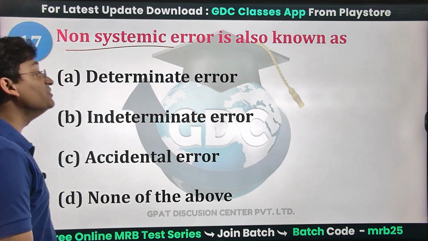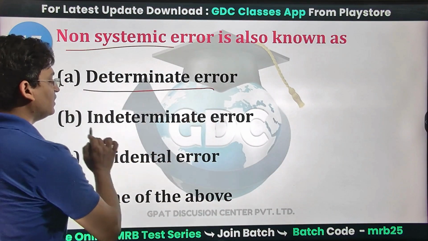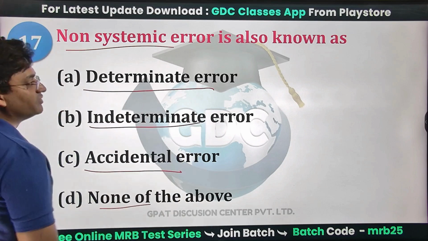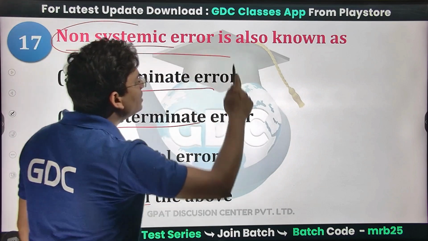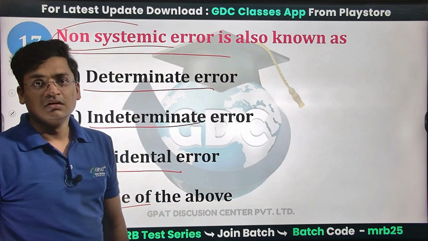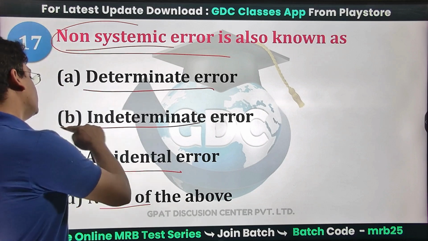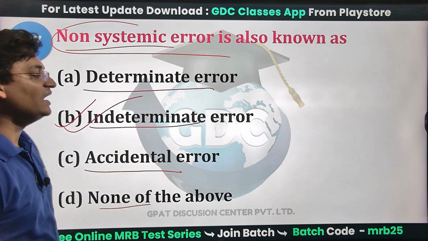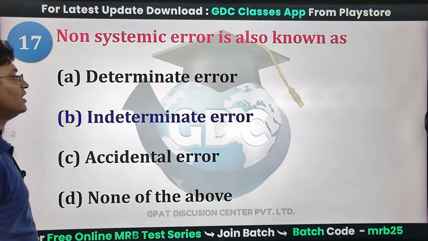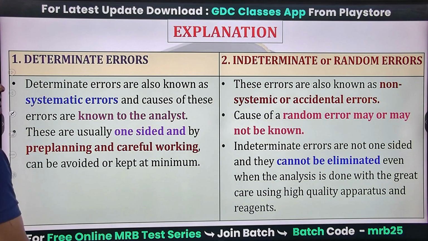So non-systemic error, are they determinate error, indeterminate, accidental, or none of the above? When we are talking about non-systemic errors, these kinds of errors come under indeterminate error. They are indeterminate errors. So B will be the right answer.